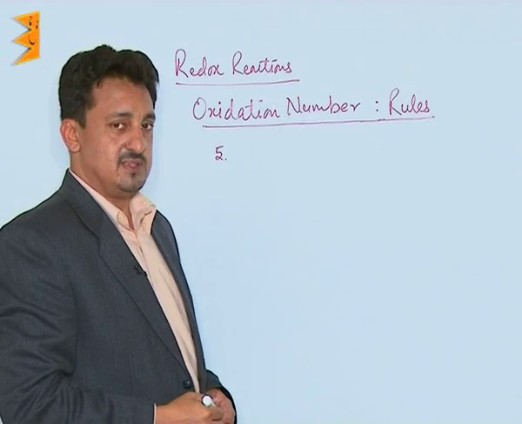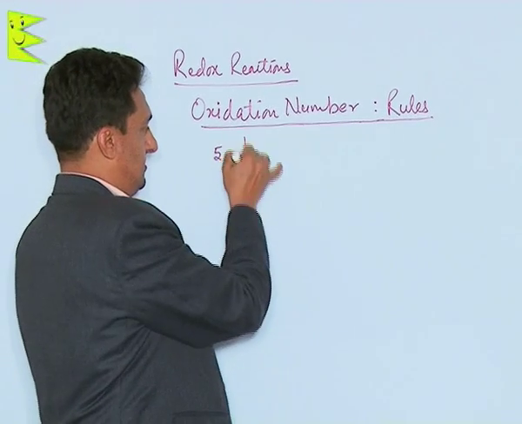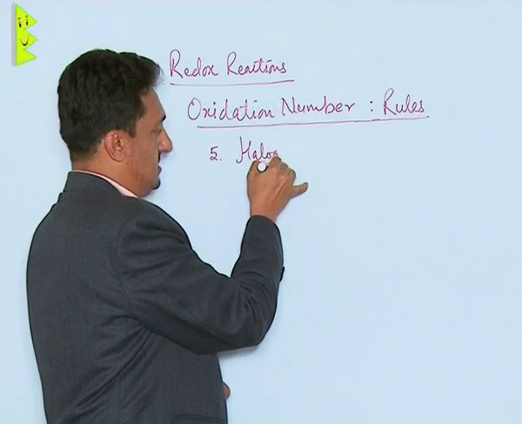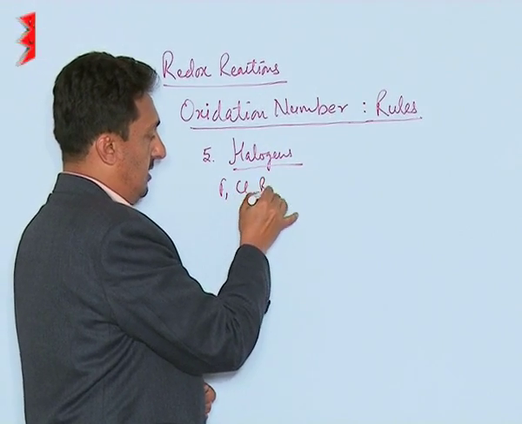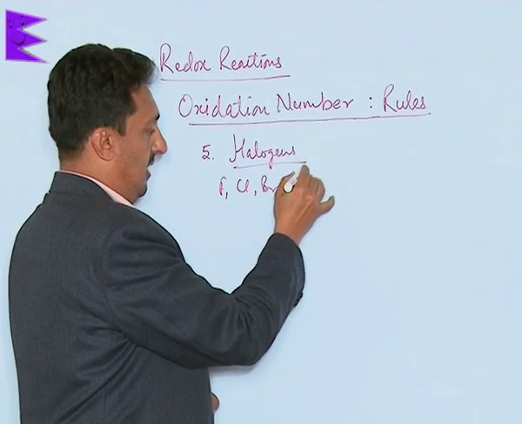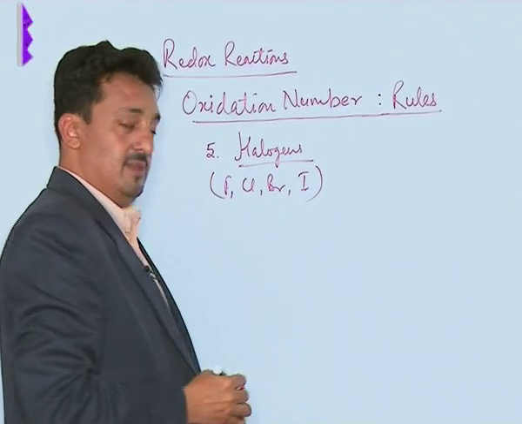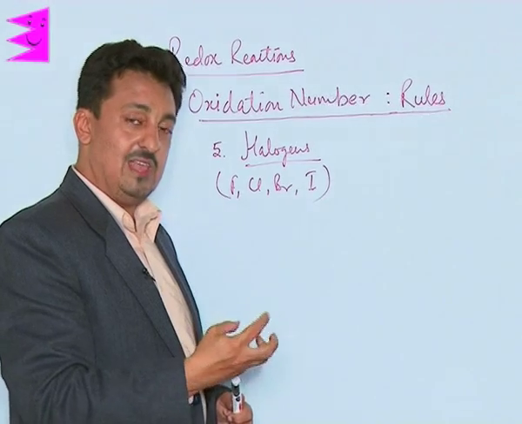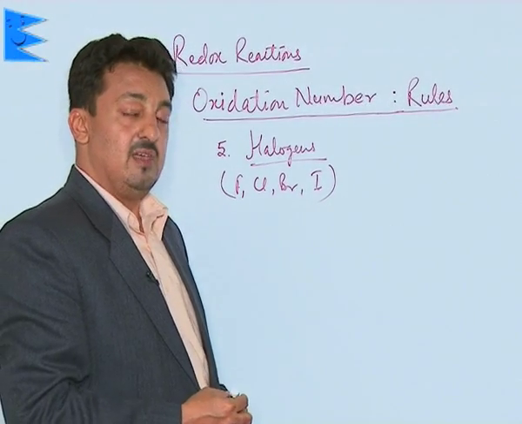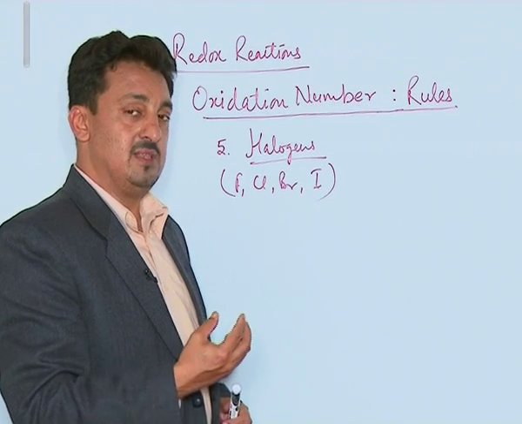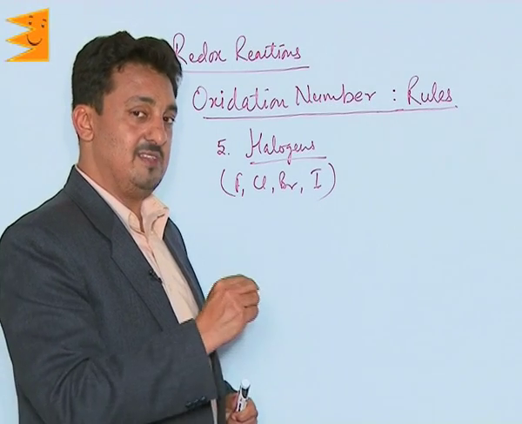The next rule is regarding halogens. Halogens are fluorine, chlorine, bromine and iodine. We already know them. They all are very strongly electronegative in nature. They always accept electrons and are present in their -1 states. They are always present in the negative states.